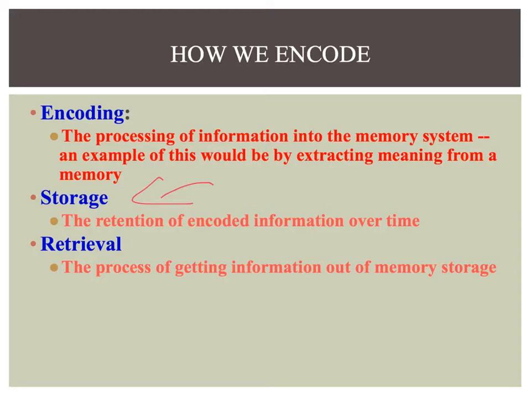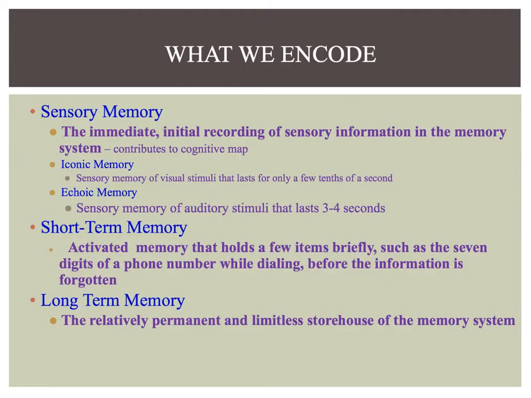And then the last step of how we memorize is retrieval. This is the process of retrieving that information in our memory that has been stored. All right? And we're going to talk about the neurological basis for this later. So we talked about the process of memorizing: encoding, storage, and retrieval. So now let's talk about what we encode, what we store, and what we retrieve, the different types of memory that exist.